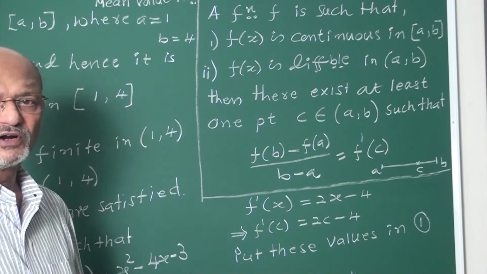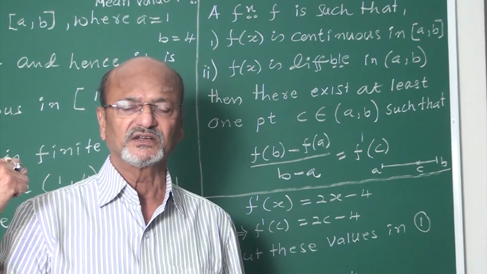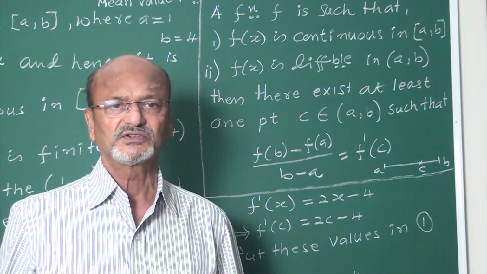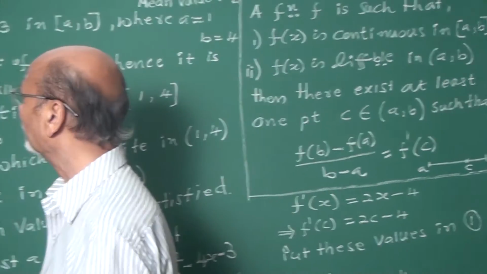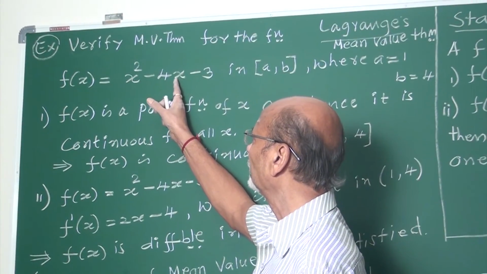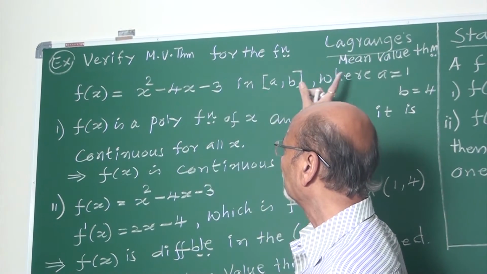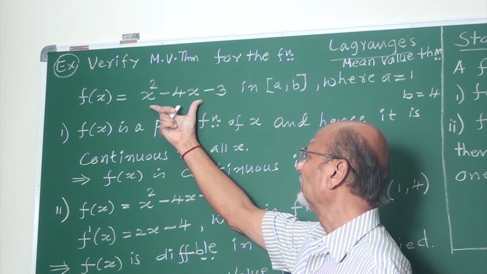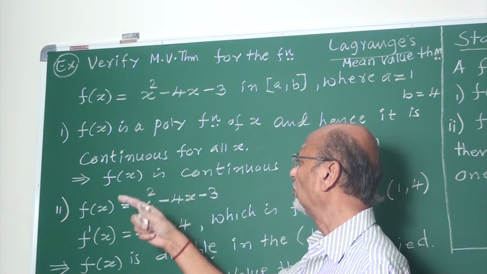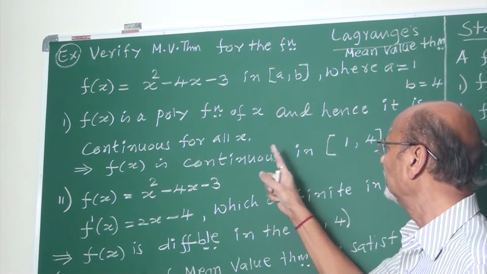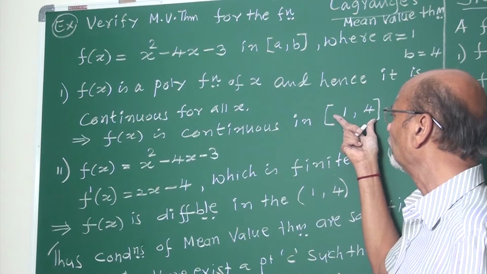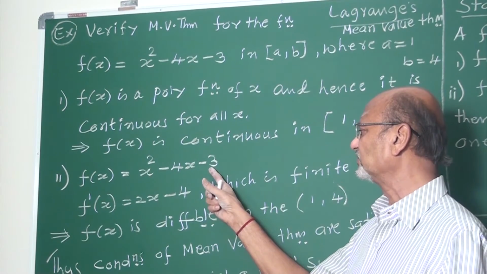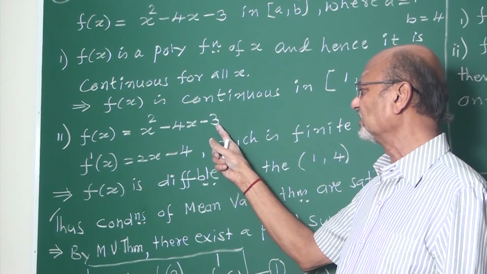Yes, my friends. Already one example is written on the board. I will explain it. Have concentration and listen. Verify this mean value theorem for this function in the interval 1 to 4. What is this, my friends? Once again, it is a polynomial in x. Every polynomial function is continuous. So f(x) is continuous for all x; in particular, it is continuous in the interval 1 to 4. Second, f(x) equals x square minus 4x minus 3.